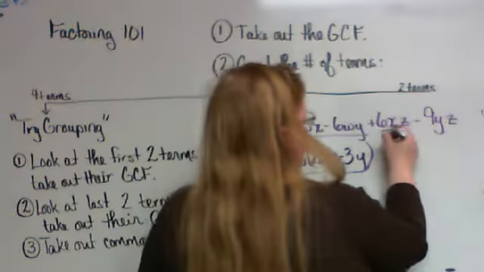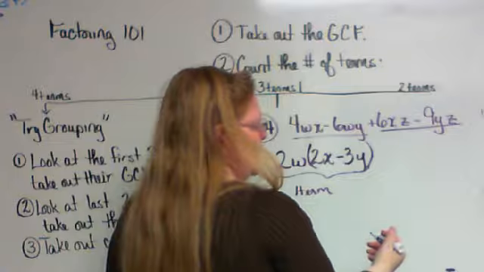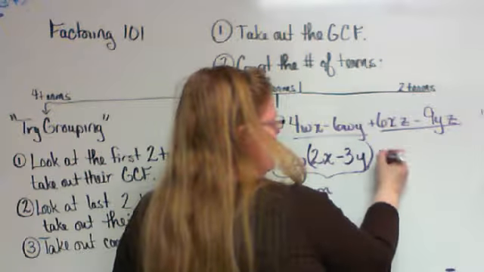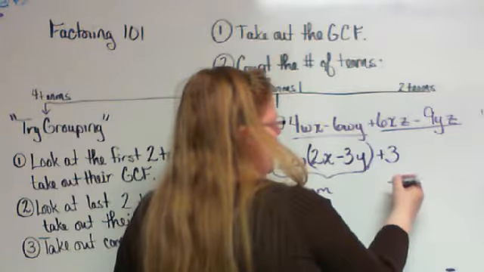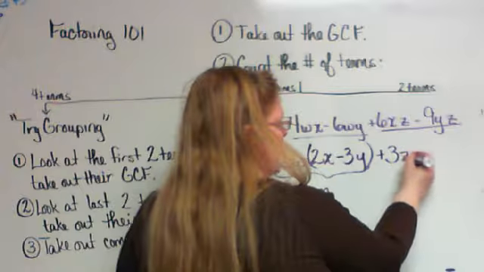So these are my last two terms. If I'm going to take out their GCF, out of the numbers, I can take out a 3. So I'll put a plus because it's a positive 3. Then they don't both have an X, but they do both have a Z, so I can take out a Z too.